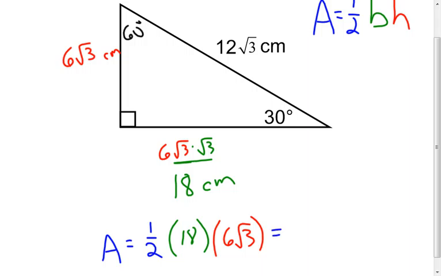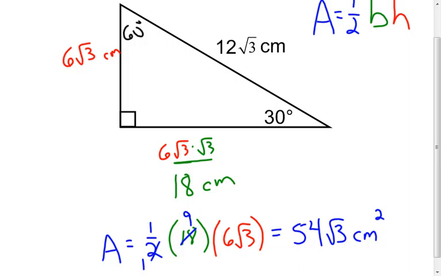I'll find my answer. Now what I'm going to do is some simplifying first, and I don't even have to use a calculator. This 2 is going to become a 1, and this 18 will become a 9. Now all I have is 9 times 6, which is 54, and then times root 3. So the area of my triangle is 54 root 3 centimeters squared.